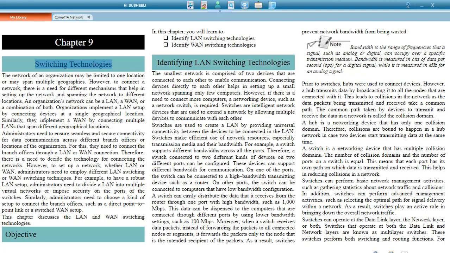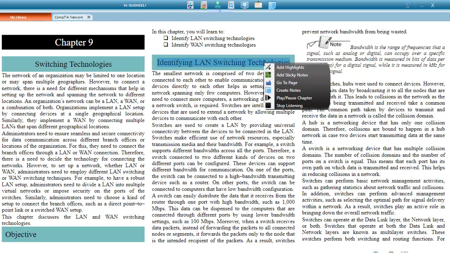Organizations implement a LAN setup by connecting devices at a single geographical location. Similarly, they implement a WAN by connecting multiple LANs that span different geographical locations.